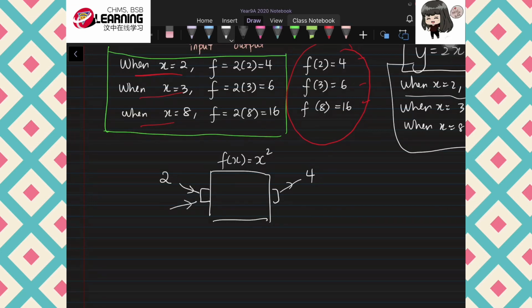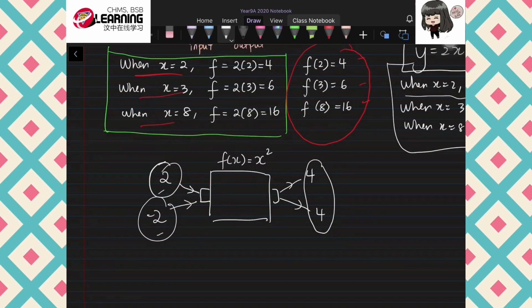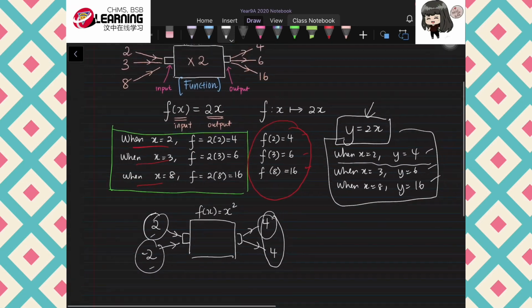And if it's a negative 2, when x is negative 2, your output will also be 4, because negative 2, when you square it, becomes a positive 4. It's the same output, alright? Meaning to say that we have multiple inputs here and it gives you only one output, which is 4. And this one is also called a function. We call this a function as well.